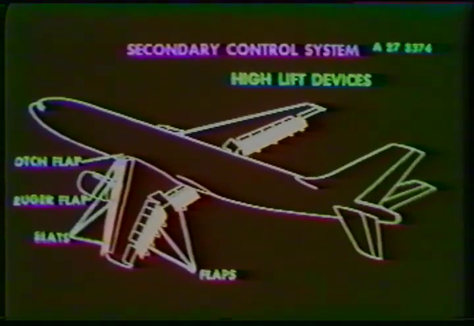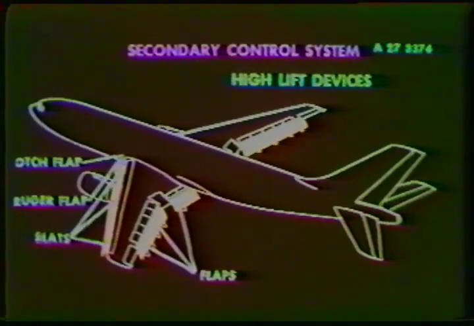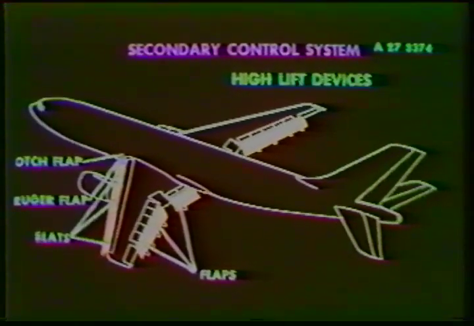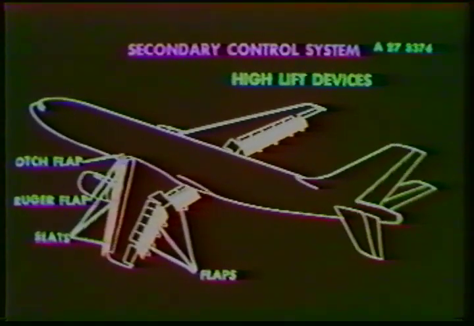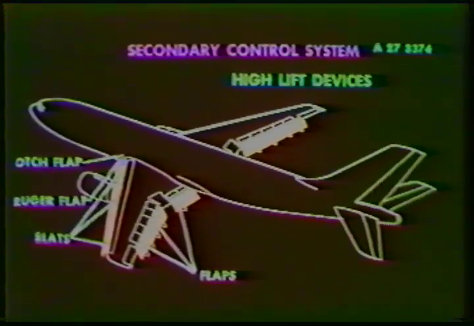The secondary flight controls are as follows: 3 trailing edge flaps per wing, 3 leading edge slats per wing, 1 Kruger and notch flap per wing, 2 inner and 2 outer speed brakes per wing. The secondary flight controls are powered by 1 system or combinations of 2 of the 3 systems.